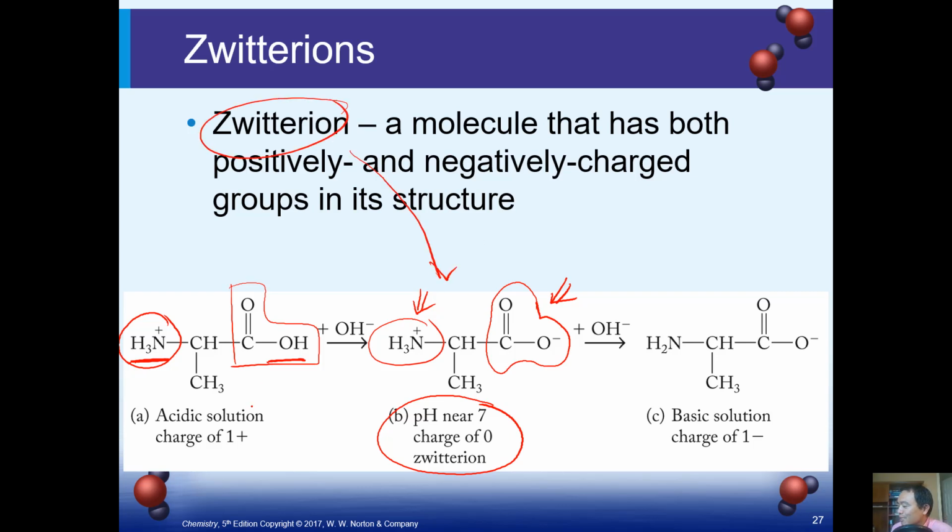The first one is not a Zwitterion. The last one is not a Zwitterion either. The first one has only a positive charge, which means it's a cation. The third one is an anion. The one in the middle is the so-called Zwitterion. As long as you know the concept, it's fine.